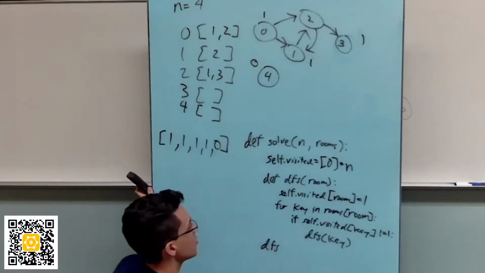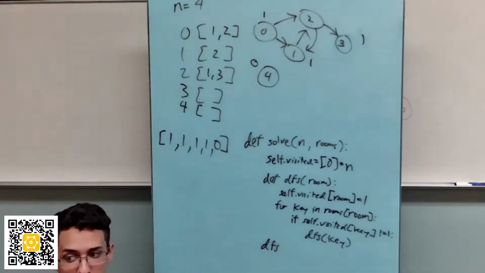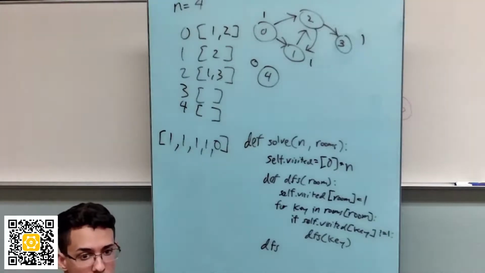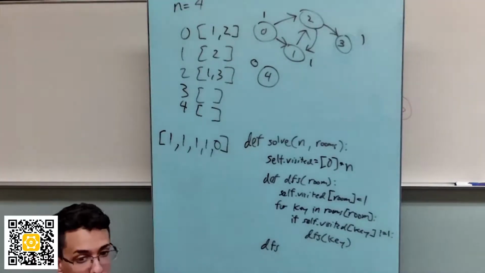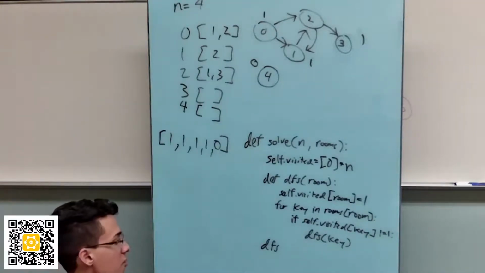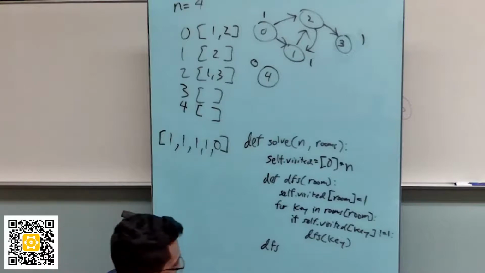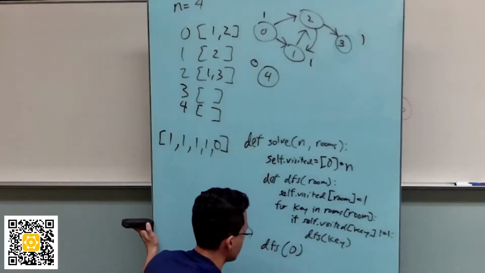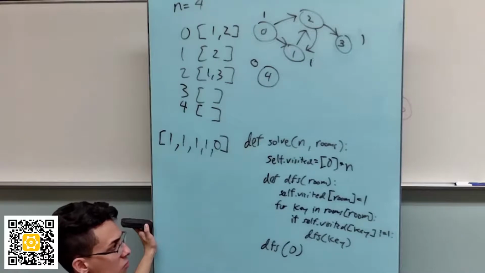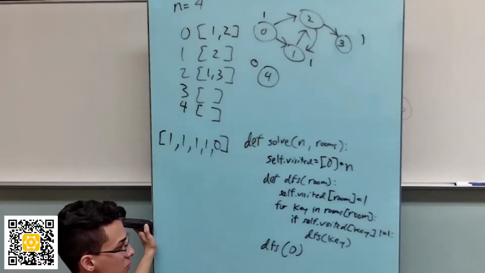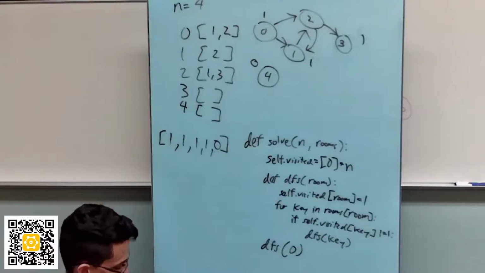we made the function, right? What do we call DFS on? On 0. Right. And why 0? Because that's where you start. That's the only room that is unlocked. So you call it on 0. And so now what do we need to check? We need to return true or false.